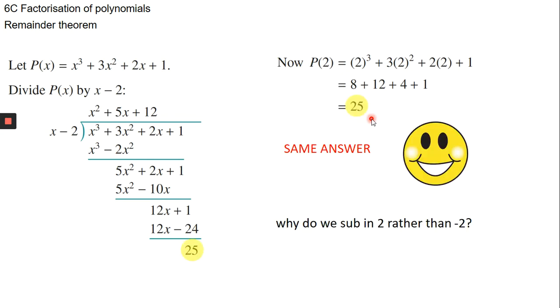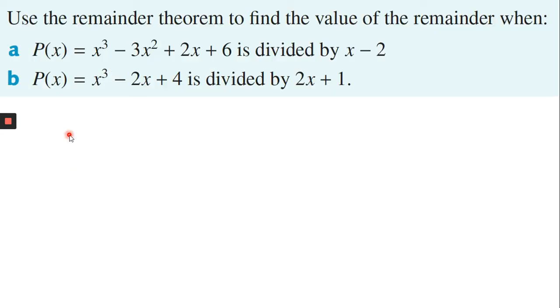The question is, why do we sub in 2 rather than minus 2? Hopefully you're all answering this question now. The reason is we've got an x minus 2 there, so we know that it will cross the x-axis at the point plus 2. So we just change that sign.